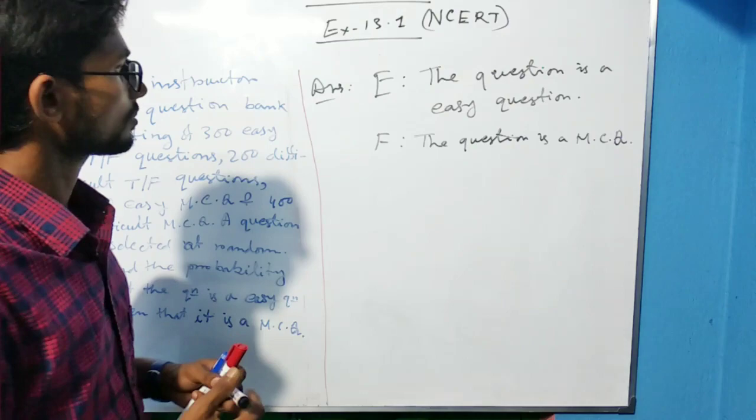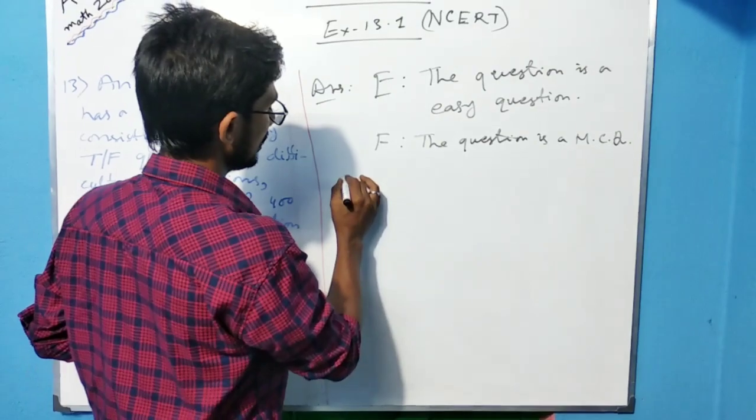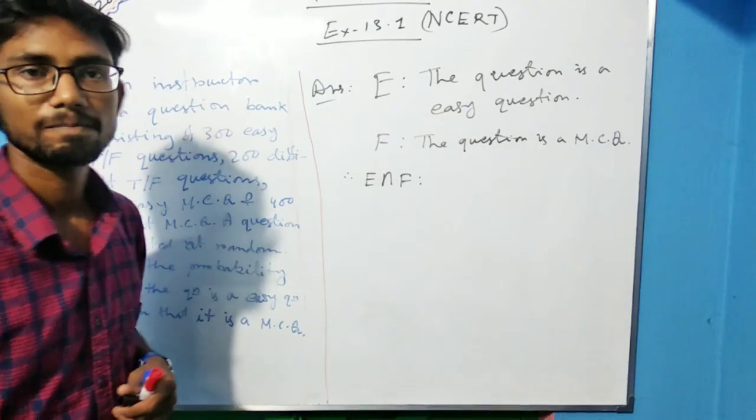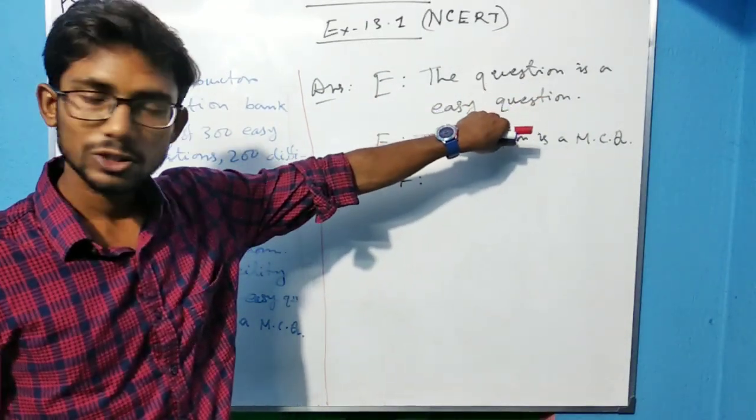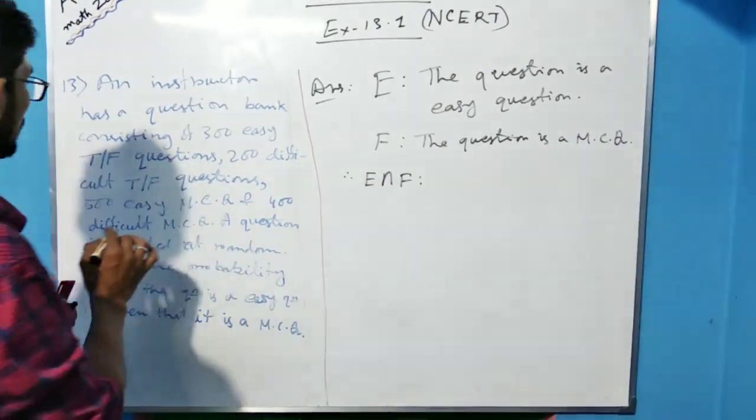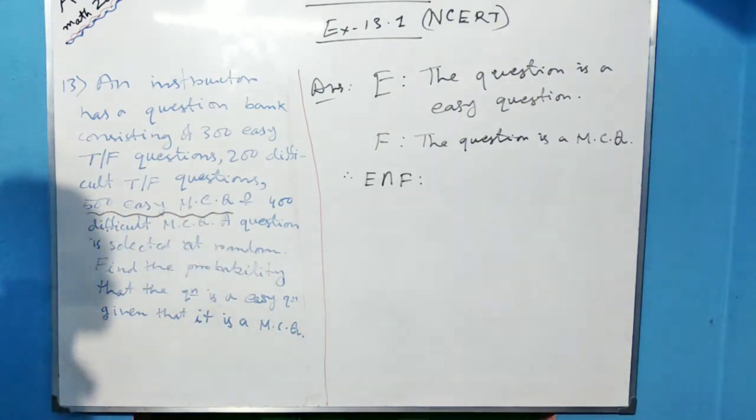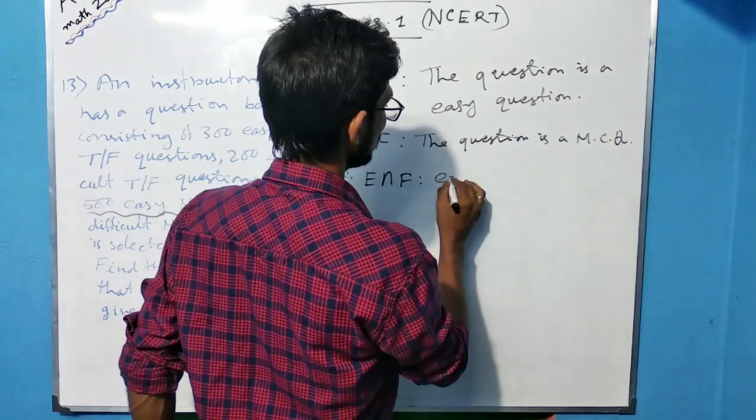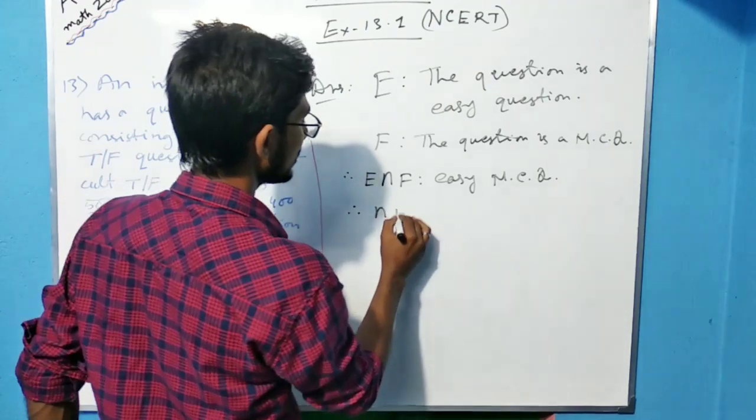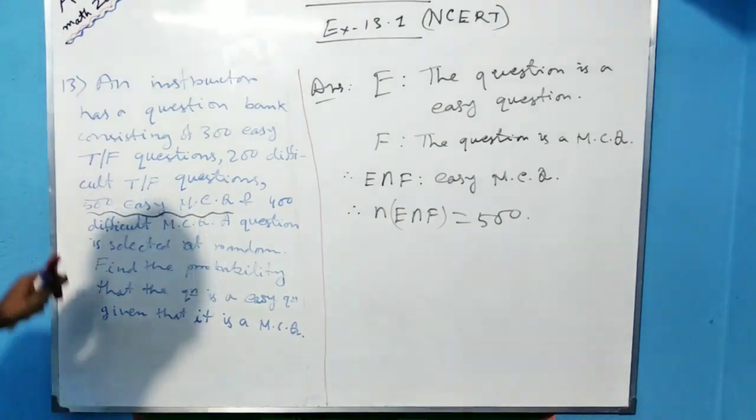Now see here, what is E intersection F? Therefore E intersection F, what does it mean? The question will be an easy question and also a multiple choice question. So how many such questions are there? Easy multiple choice questions. There are 500 easy multiple choice questions. So this one is easy MCQ. Therefore, the cardinality of E intersection F is how much? 500, right?